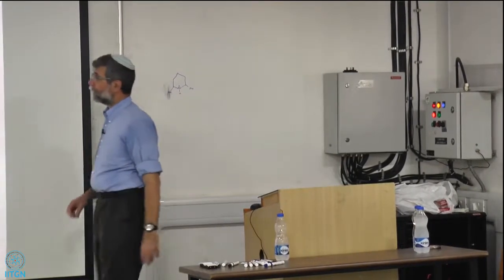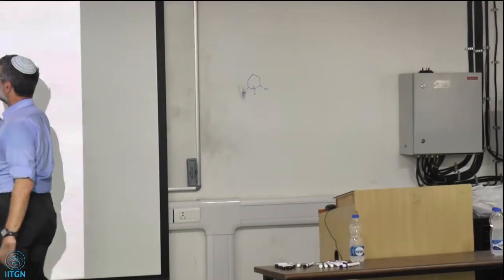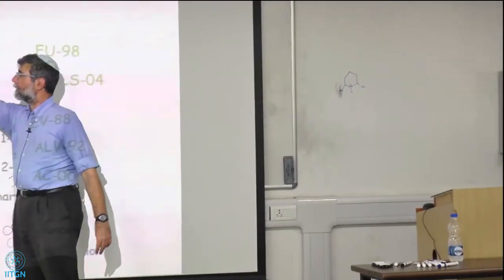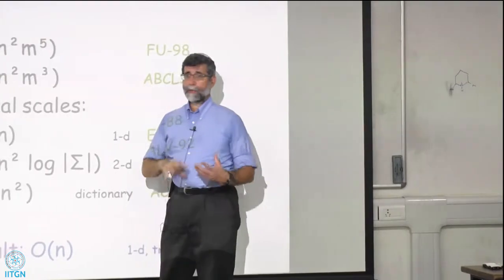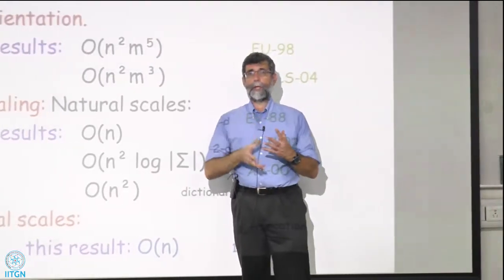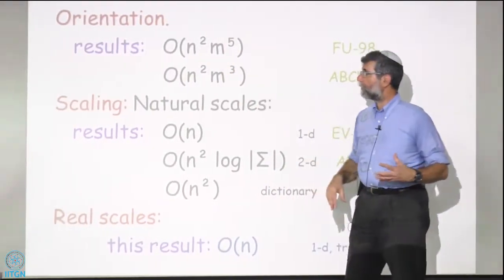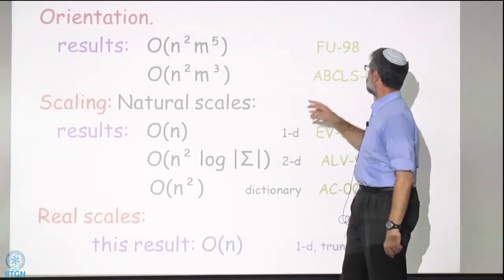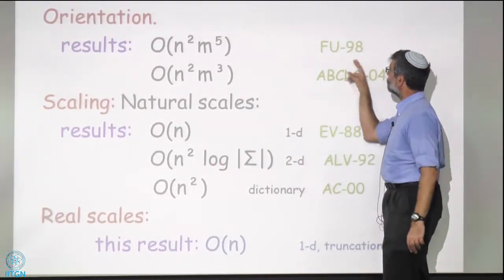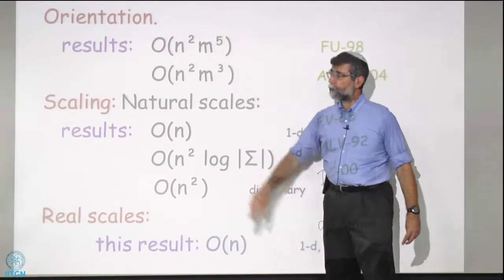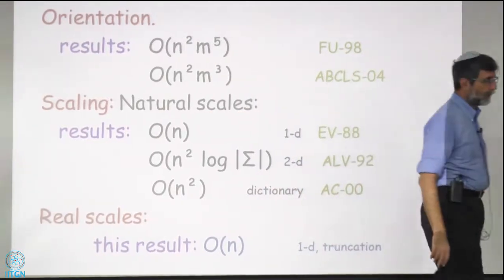Now for orientation, in other words, rotations, there was a result by Fredriksson and Ukkonen that showed how to find every pattern in the text in time n squared m to the fifth. And we're going to see here an algorithm from a few years after that that shows how to do it in time n squared m to the third.